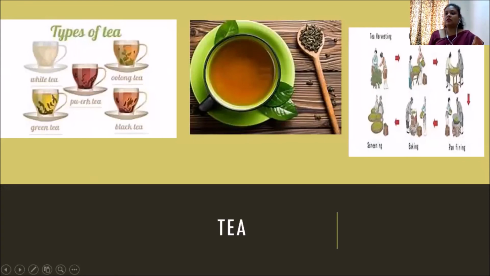Tea has six steps: tea harvesting, withering, rolling, screening, baking, and pan frying. In different kinds of tea, like red tea, you are omitting either baking and pan frying, or in green tea, you are avoiding fermentation and withering. In yellow tea, you are avoiding only fermentation. So you're avoiding these steps to give a different color to the tea.